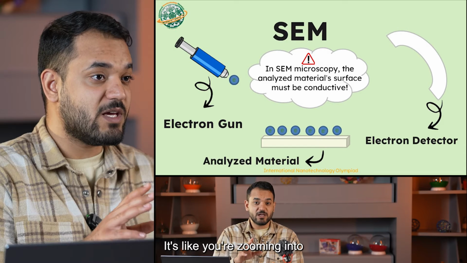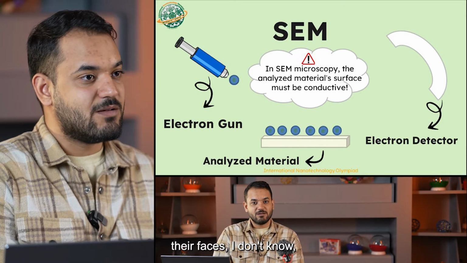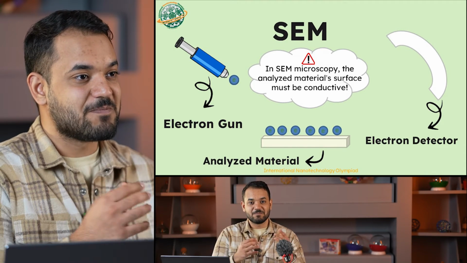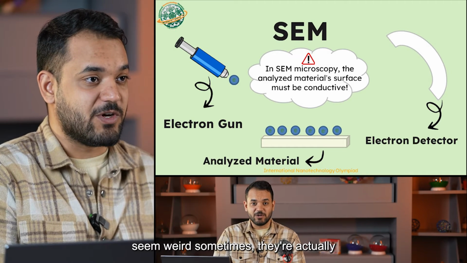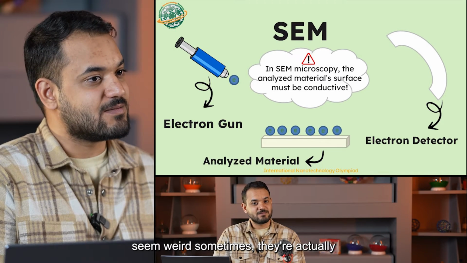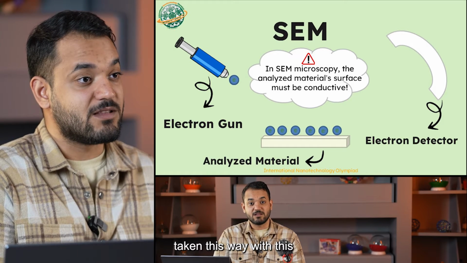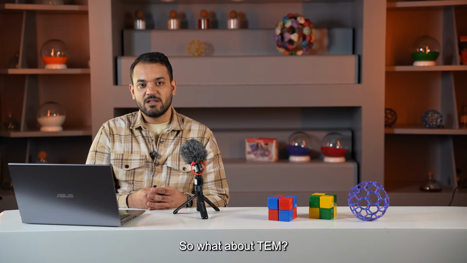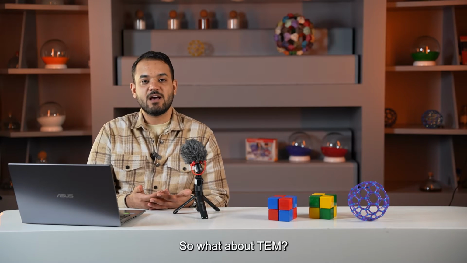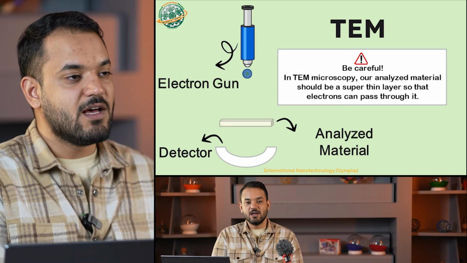It's like you're zooming into their faces, I don't know, maybe millions of times. These pictures, which would actually seem weird sometimes, are actually taken this way with this microscope. SEM is the microscope used in this way. So, what about TEM? How does that work?